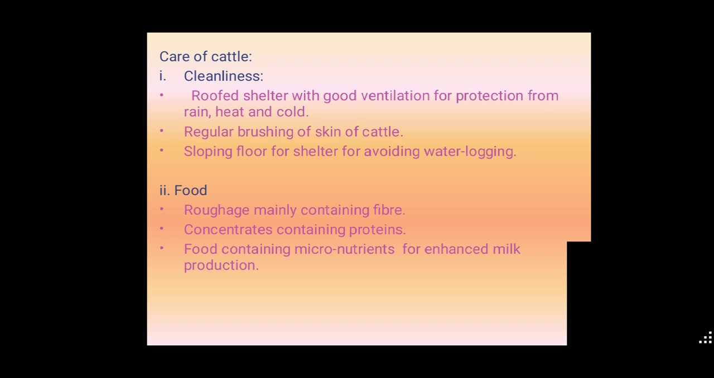Next, what about food for the cattle? Roughage, mainly containing fiber. The more fiber, the more milk it will give. Next, concentrate containing proteins. We give concentrate instead of regular food, and it contains only proteins. Next, food containing micronutrients. What do you mean by micronutrients? We give proteins and minerals in the form of food. That is called micronutrients. For enhanced milk production, we give micronutrient rich food to the cattle.